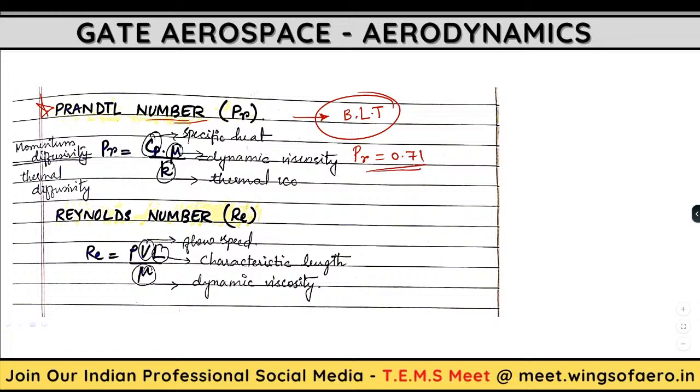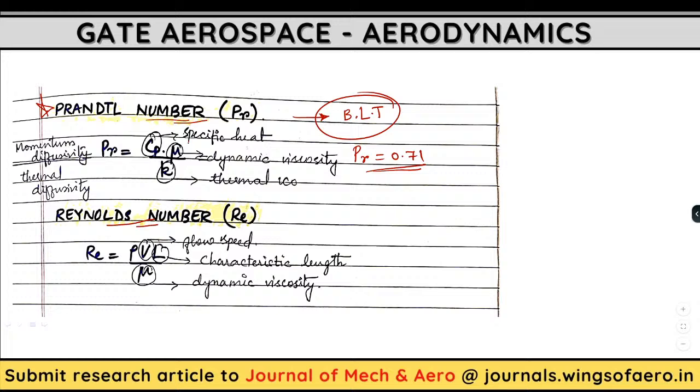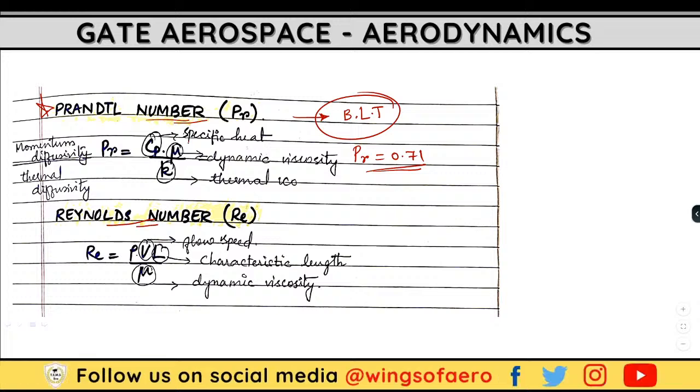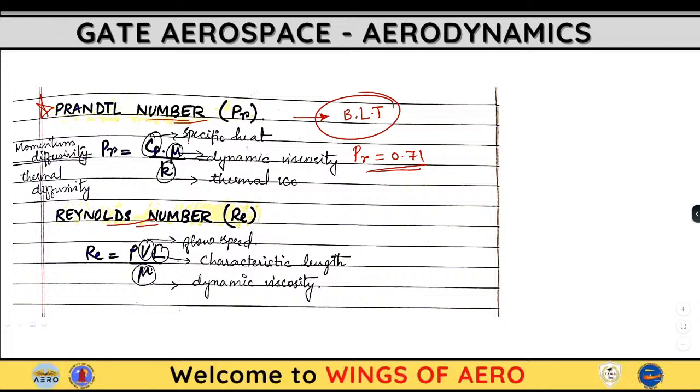Remember, the Prandtl number is 0.7. Next we have the Reynolds number. We know it plays a very important role in the field of aeronautics. It's a ratio, rho VL by mu, where V is the velocity, L is the length, rho is the density of the fluid, and mu is the viscosity.